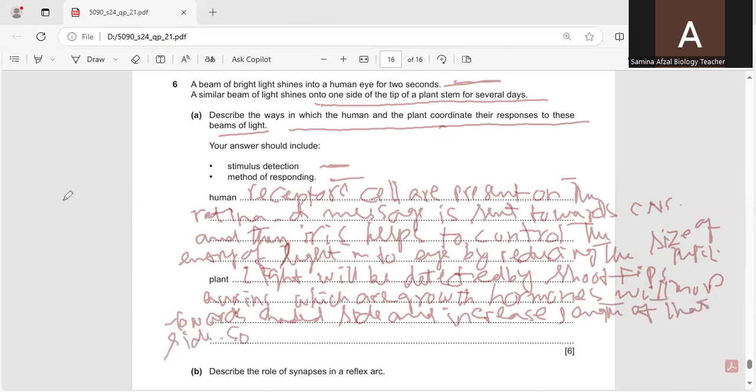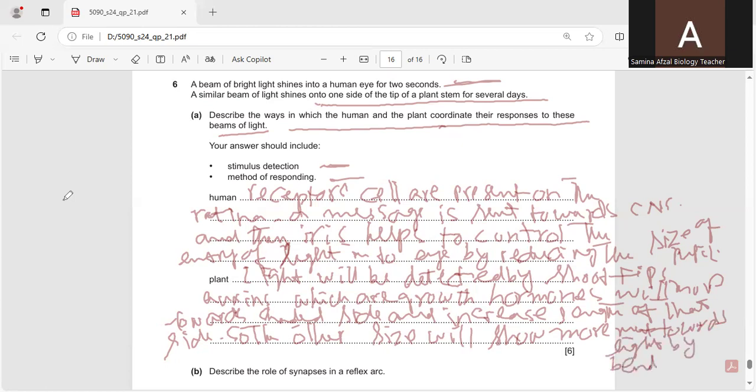So the other side will show movement towards the light by bending. So in this way, the stem will show positive phototropism towards the light.